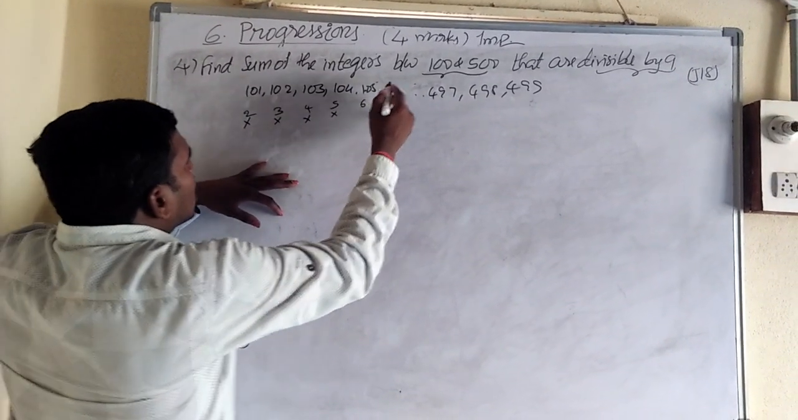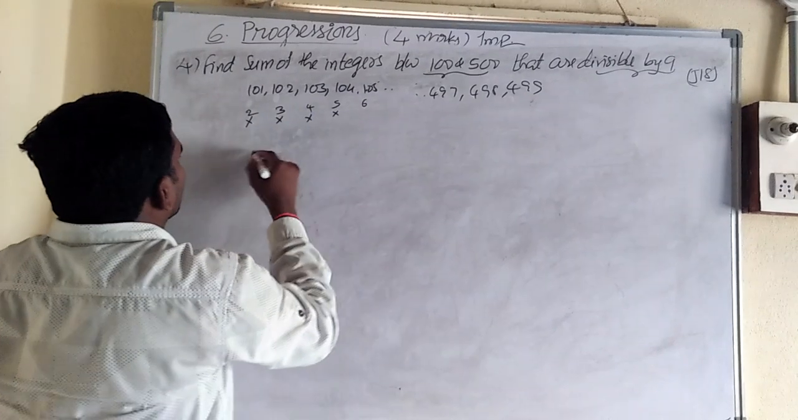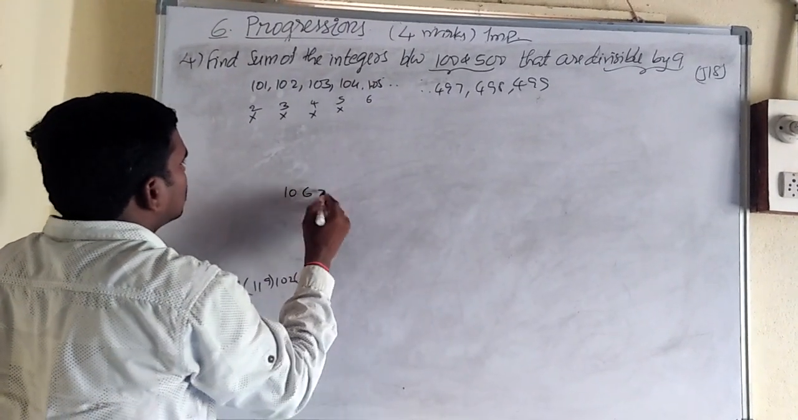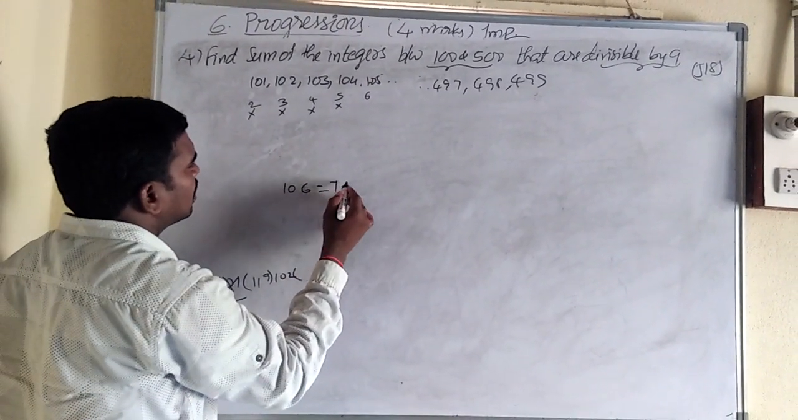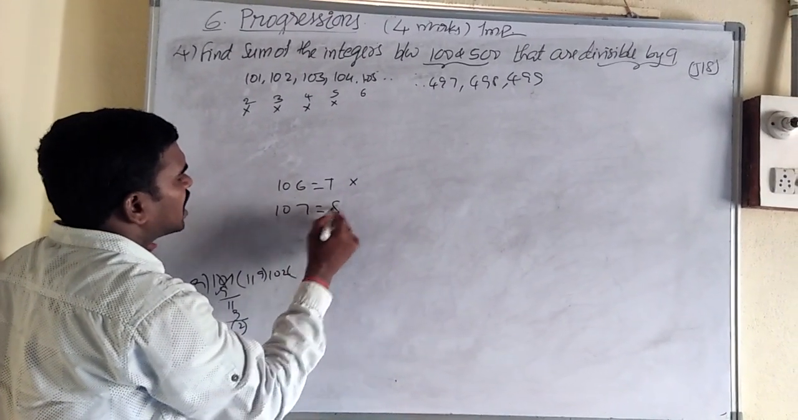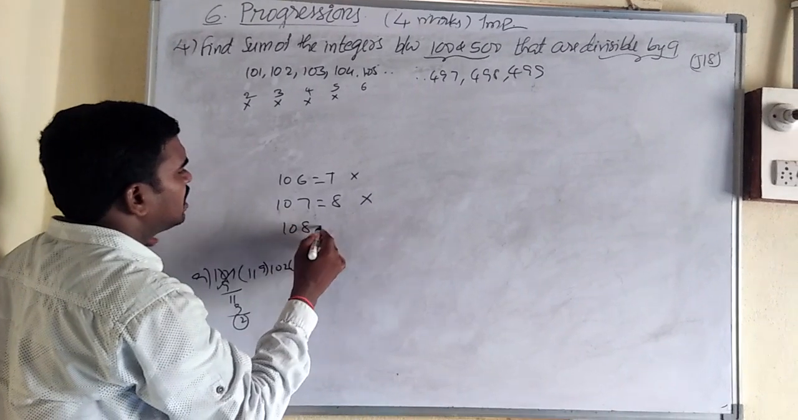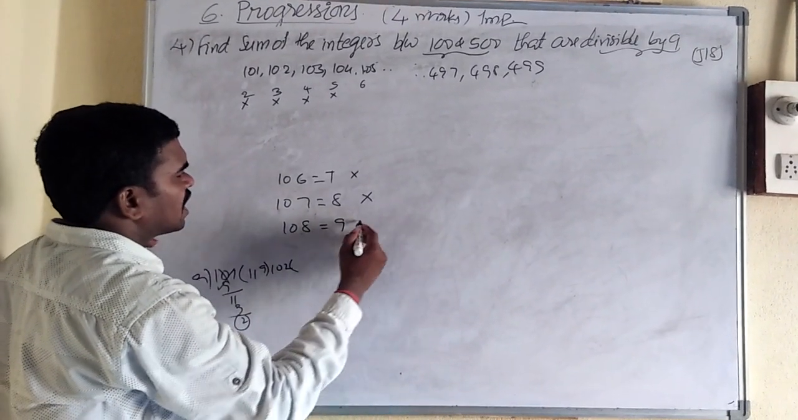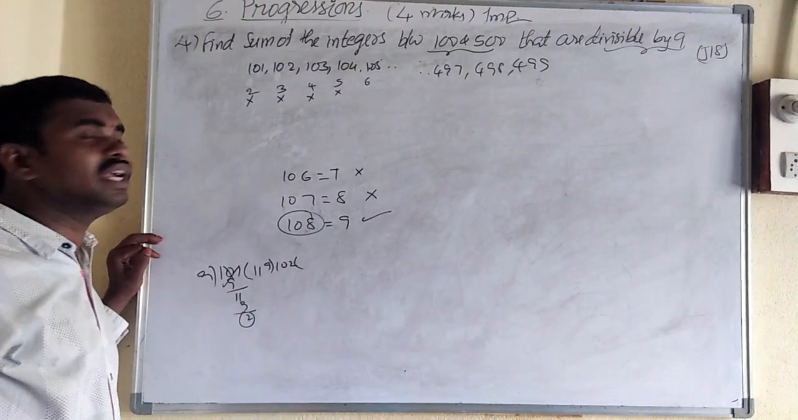No. 106: 1 plus 0 plus 6, 7. Not divisible by 9. 107: 1 plus 7, 8. It is also not divisible. 108: 1 plus 0 plus 8, 9. Yes, 108 is divisible by 9.